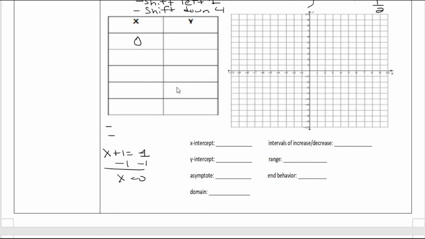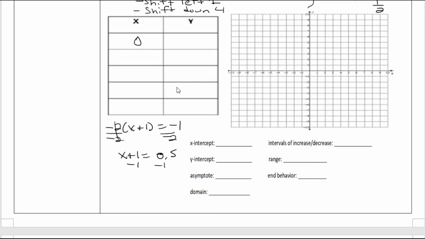All right, so I'm going to erase this. Next we're going to set the exponent equal to -1. So if we set it equal to -1, then we divide by -2, divide by -2, and we have 0.5, because -1 divided by -2 is 0.5. Subtract 1 on both sides. So you get negative 0.5.